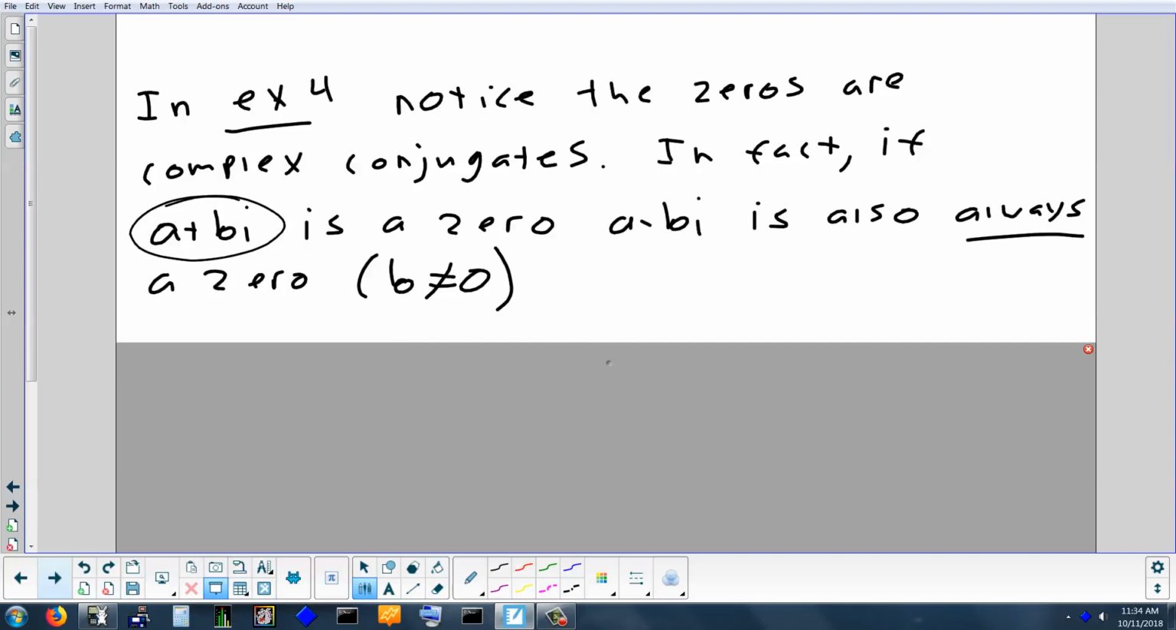Always. So if 2 plus 3i is a root, 2 minus 3i is a root. Complex or imaginary roots always occur in pairs, specifically conjugate pairs. So when you're solving a problem, you will never have an odd amount of imaginary answers. It has to be even. It has to be.